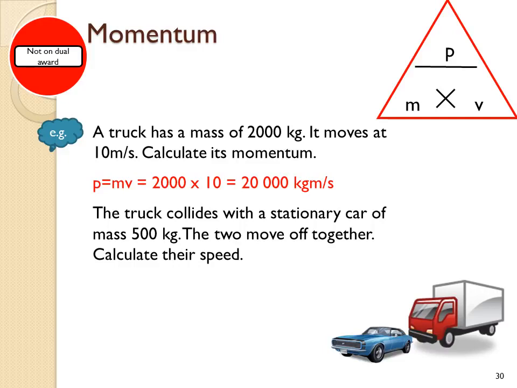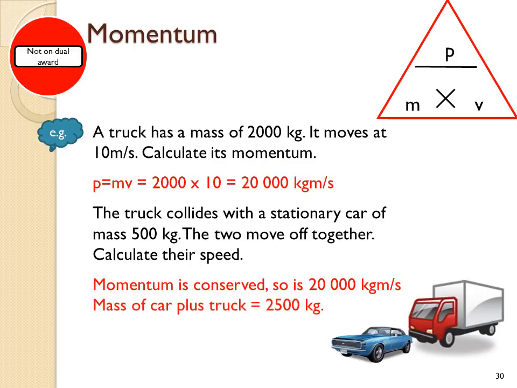Momentum in this collision will be conserved. So while the truck initially had 20,000 kilogram meters per second of momentum, the car and the truck combined will have a total momentum of 20,000. The new mass of the vehicles together is 2,500 kilograms because they've become stuck together. So the new velocity will be momentum divided by mass. Use a triangle to help you rearrange if you need it, which would be 20,000 over 2,500 or 8 meters per second.